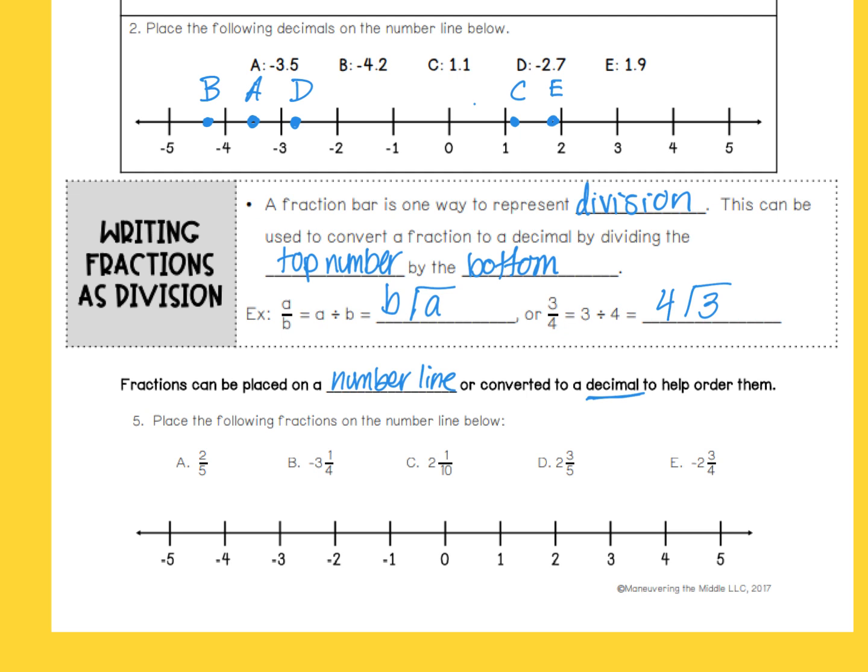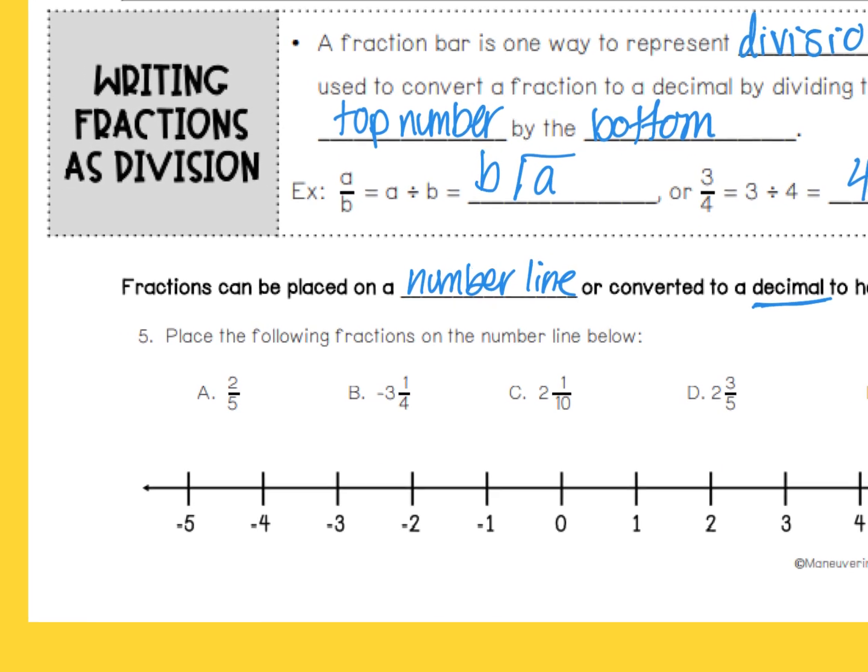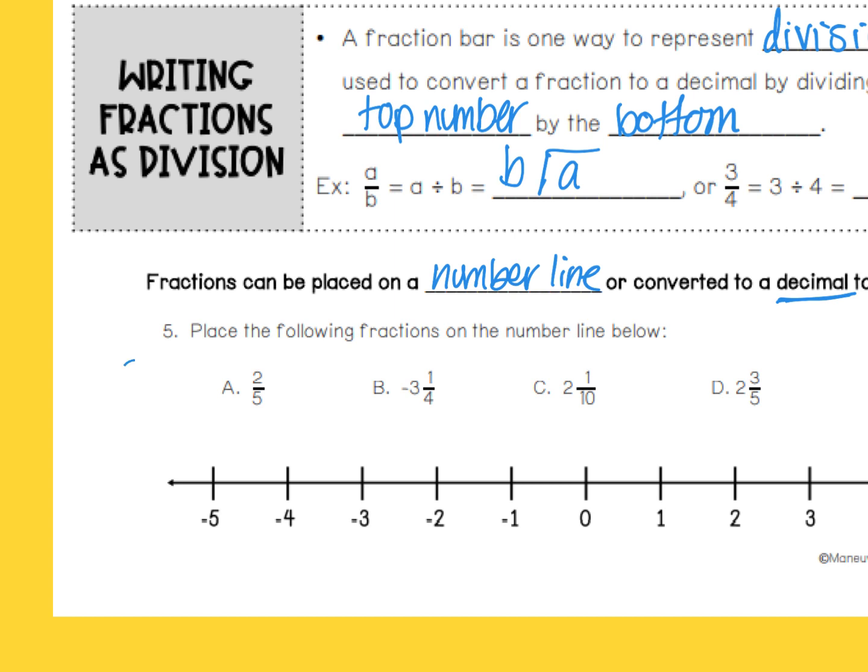So, number 5 asks us to place the following fractions on the number line below. I'm going to go ahead and start with letter A. I've got 2/5. If I was to take 2 and divide it by 5, I know 5 can't go into 2, so I have to add my decimal and a 0. I'm going to add a 0 above my 2 because 5 is not going into 2. I'm going to bring my decimal up into my quotient, and 5 goes into 20 4 times evenly. So my decimal value for A would be 0.4, or 40 cents. Okay, and that's a positive number.